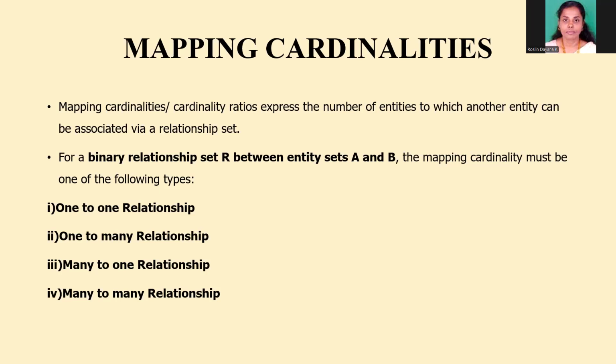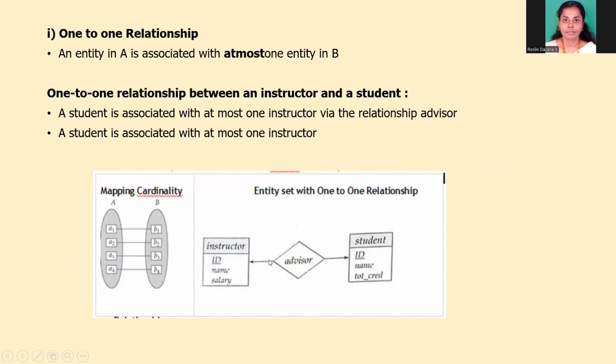First is mapping cardinalities. Mapping cardinalities, also called cardinality ratios, express the number of entities to which another entity can be associated via a relationship set. We can compare two entities with their relationship. For a binary relationship set between entity sets A and B, the mapping cardinality must be one of the following types: one-to-one relationship, one-to-many relationship, many-to-one relationship, and many-to-many relationship.